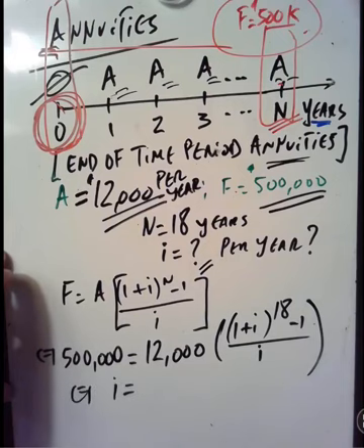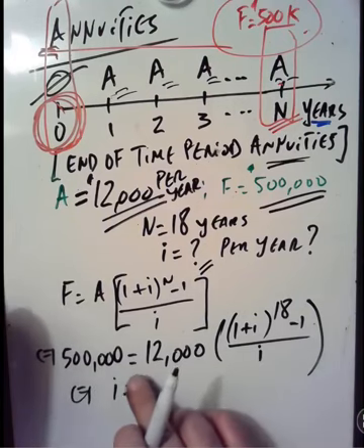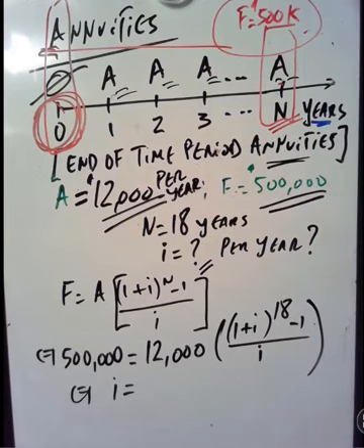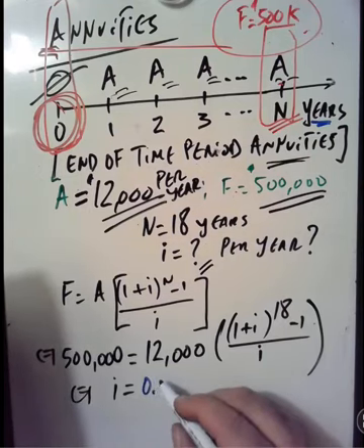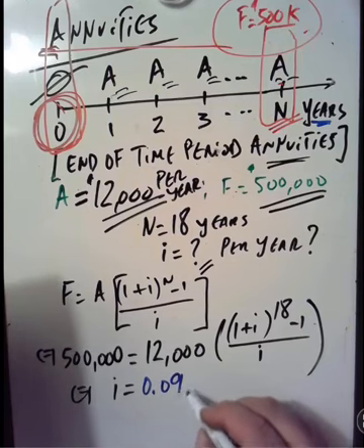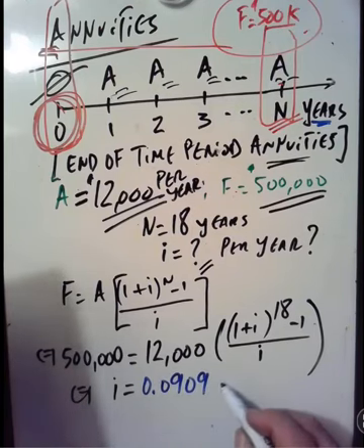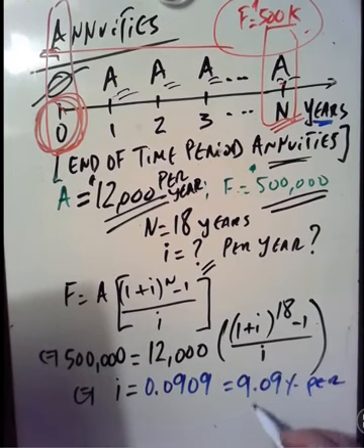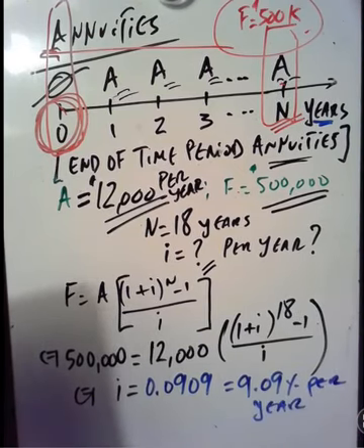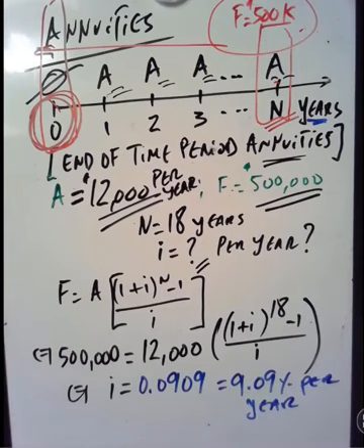Using the solver, the interest rate that makes this equality hold is 0.0909. The same is to say 9.09% per year. So these are the types of questions you may be asked.